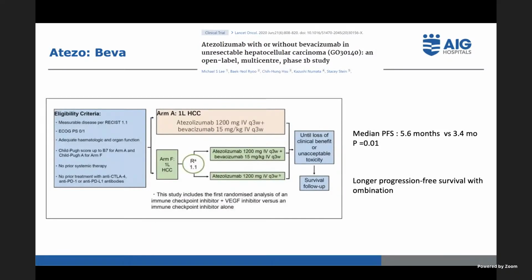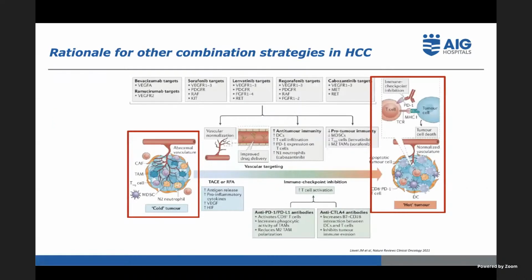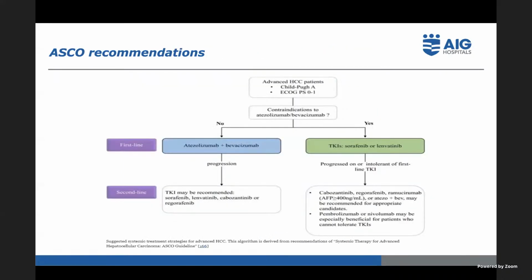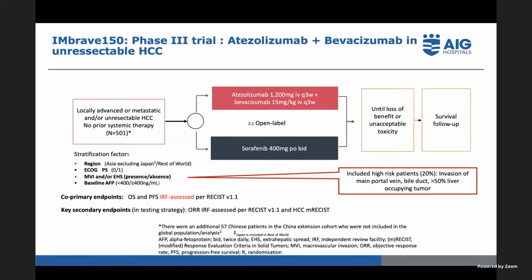The first study was a phase 1 study, where arm A had atezo and beva, and the second arm had atezo alone. This study showed a median progression-free survival of around 5.6 months, with longer progression-free survival with the combination of atezo-beva. But this was not the study which led to the approval. It opened the pathway for multiple studies, where they thought combining a VEGF inhibitor with a PD-1 or PD-L1 inhibitor could lead to a great response. Many guidelines still recommend atezo-beva as the first-line therapy.